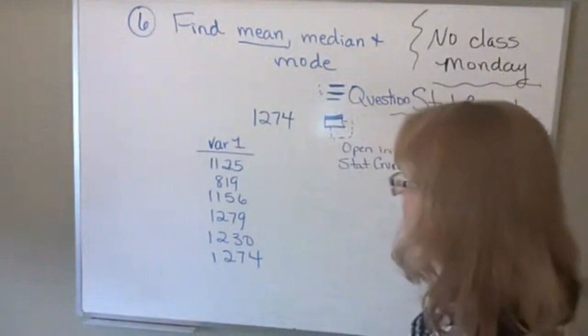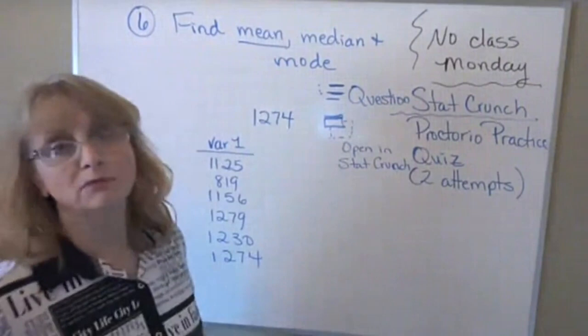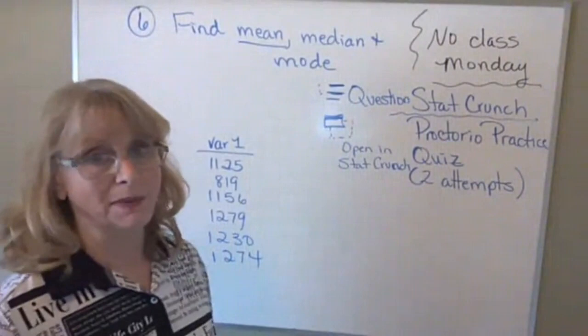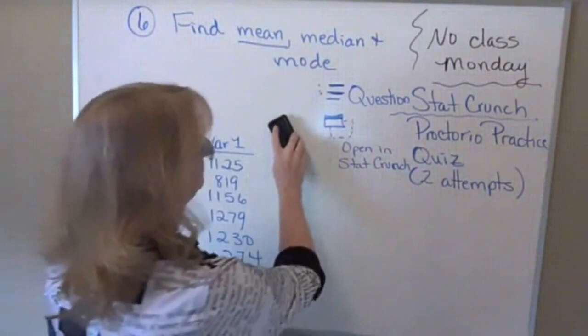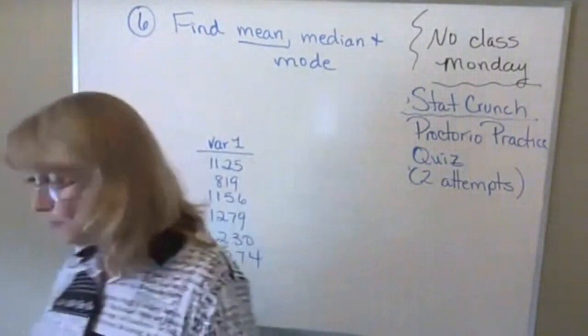So that you can see where the middle is, and also because you can't find the median without putting them in order. If you have a lot of numbers, this is especially helpful. With 7, this isn't too bad. I could do this by hand, but it's going to be a little easier to do in StatCrunch, and you can have StatCrunch put them in order for you. So I'm going to show you how to do that.